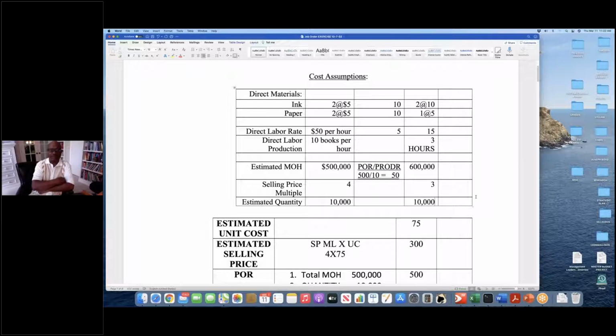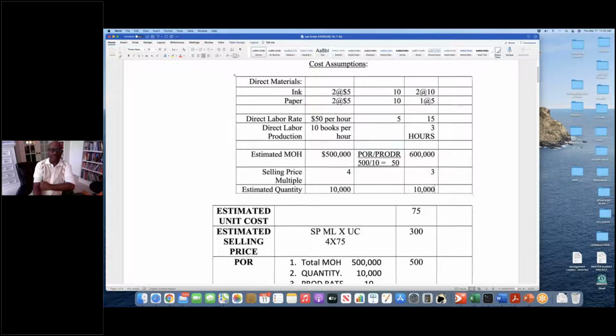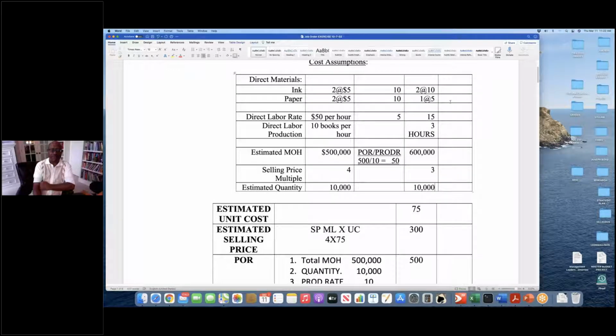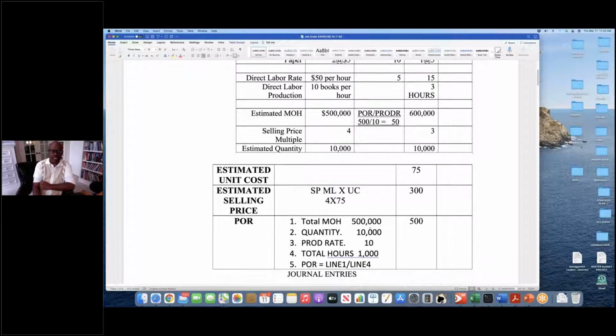So we're doing the top box and the bottom box? Yep. Top box is just a part of the bottom box. The first part, top box, we use to get the unit cost. But to get the unit cost, we need the MOH on a unit basis. So to get the MOH on a unit basis, we come down here and make this calculation.